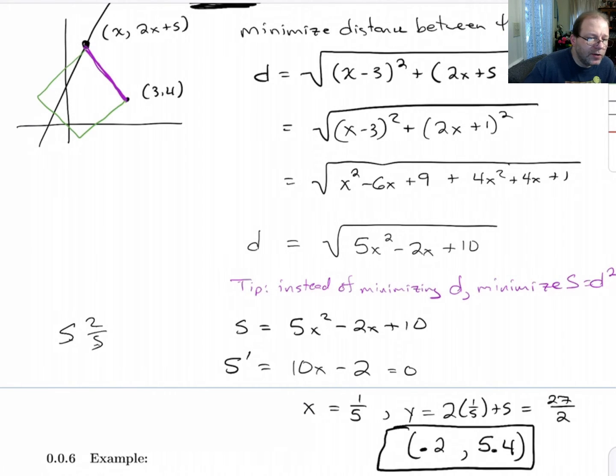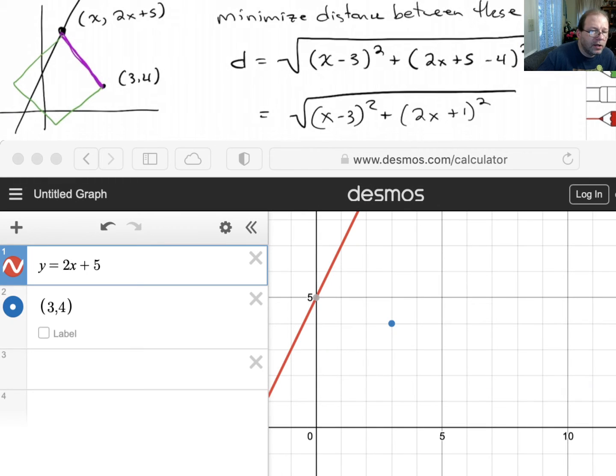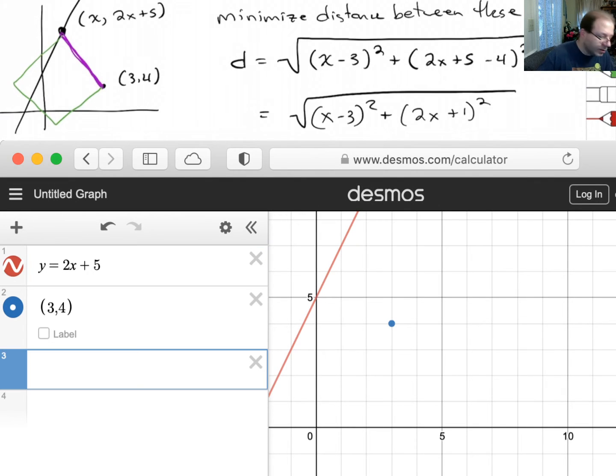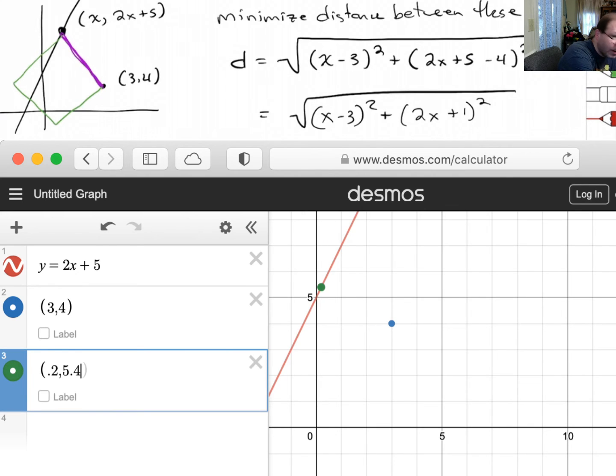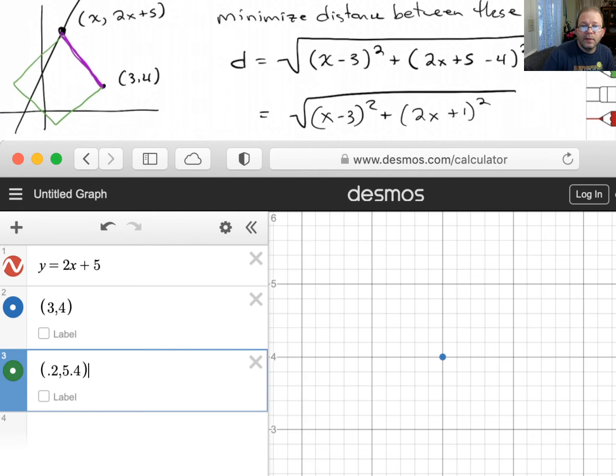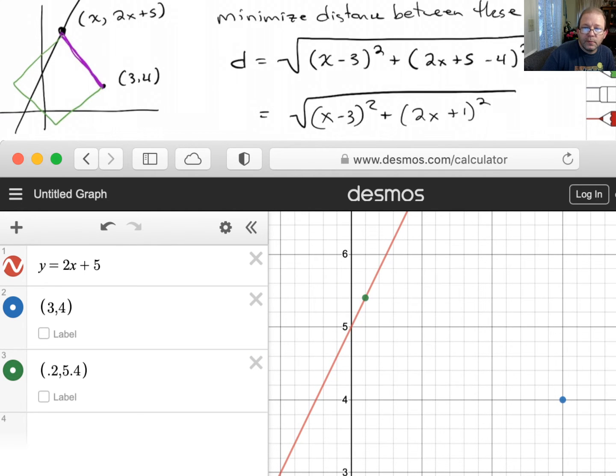If we come back over here on Desmos and look at it, I'm going to put the point in here: 0.2, comma 5.4. That point is on the line, and if we were to draw the line connecting these 2 points, it would meet this other one at a 90-degree angle. So that is the point that's closest to (3, 4) on that line.